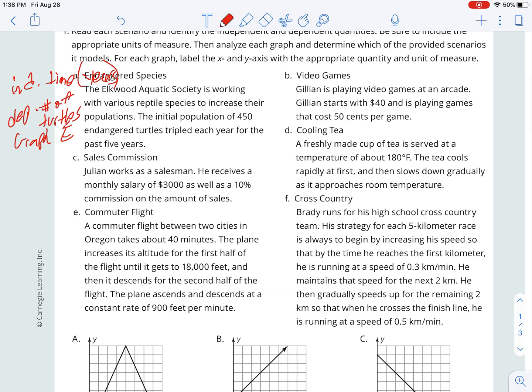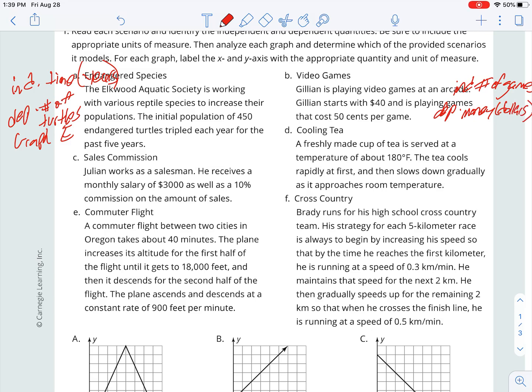Letter B, video games. Gillian is playing video games at an arcade. Gillian starts with $40 and is playing games that cost 50 cents each game. No time, okay? We have no time here. So something a little bit different for the independent and dependent. For the independent, since there is no time, what's happening? You're playing games. A number of games, and what's then going on? The number of games you play is going to decrease your money, which is in terms of dollars.